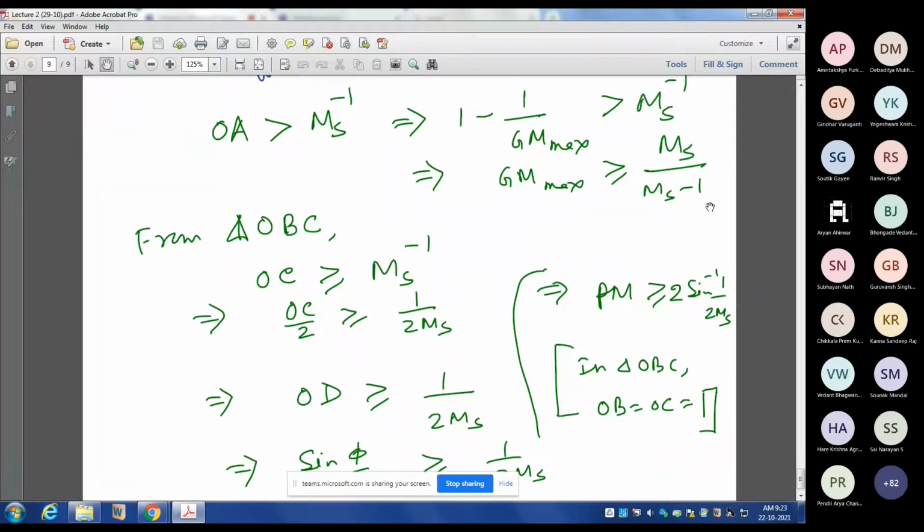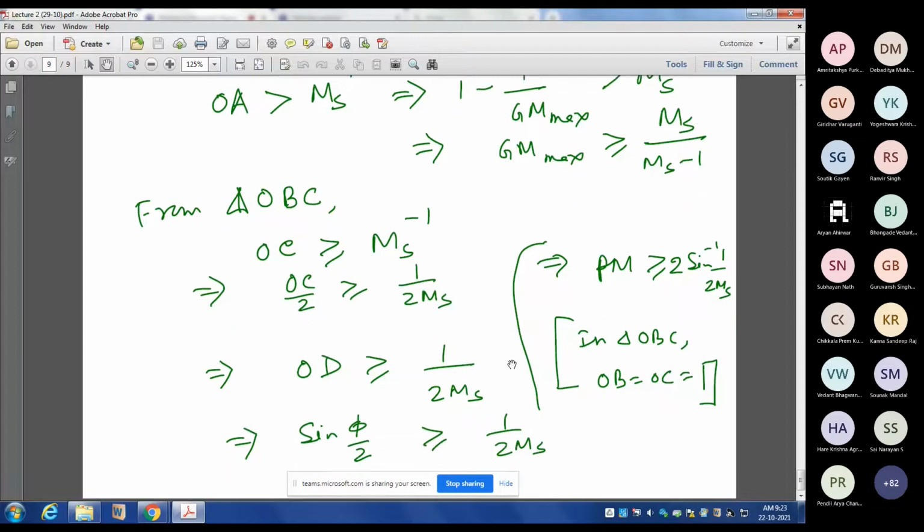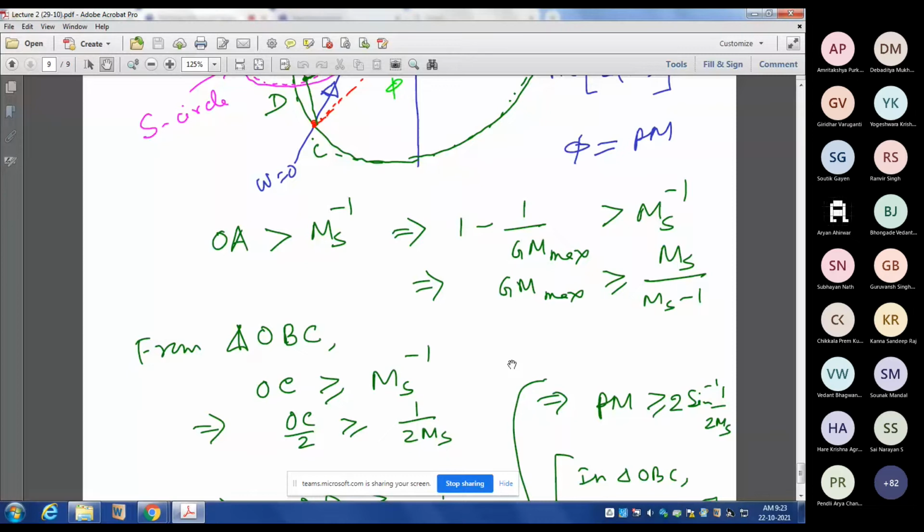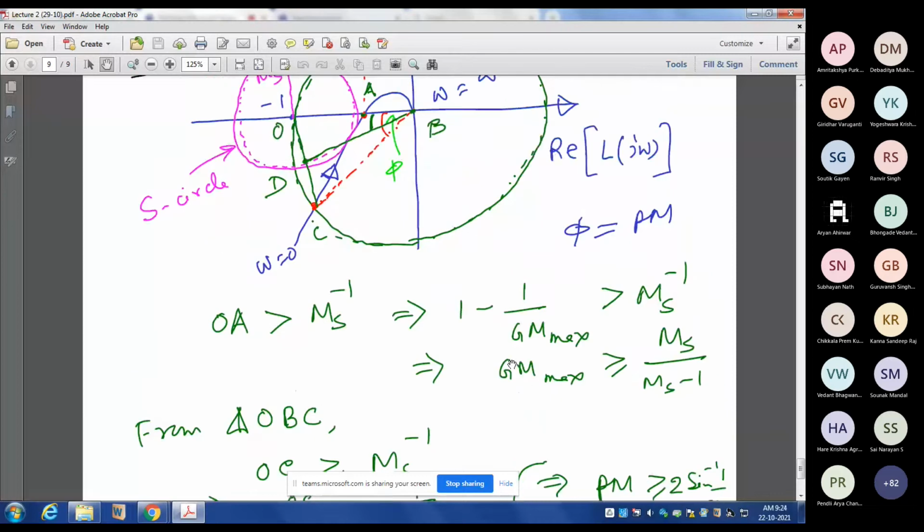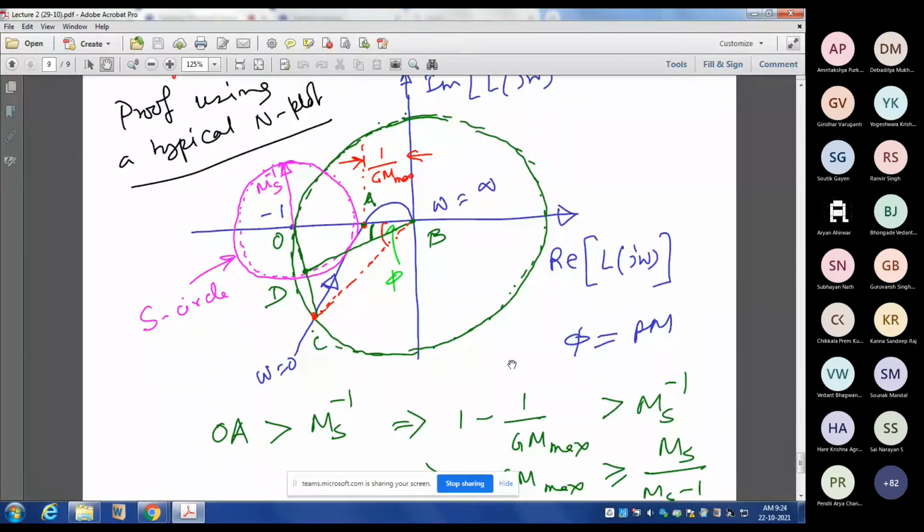Have you understood? If you have any doubt, please ask me. So this is your proof of the inequality.